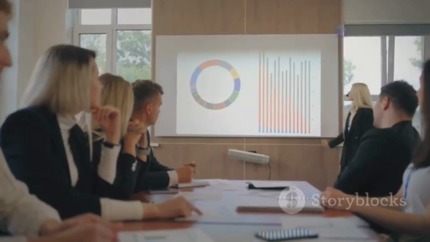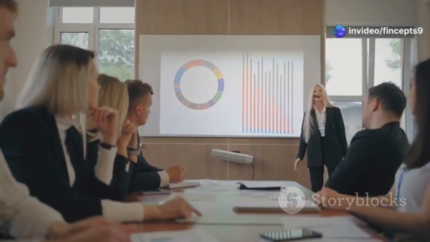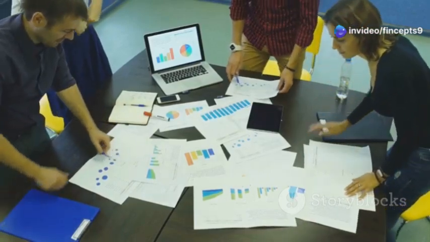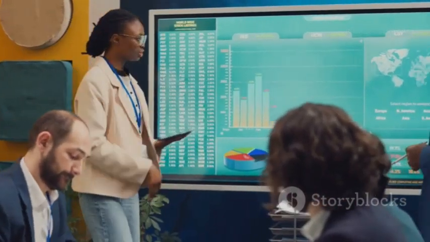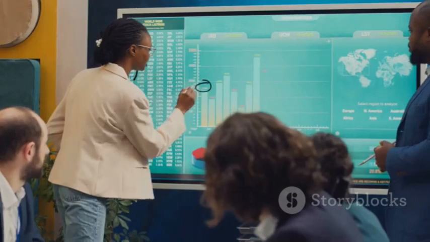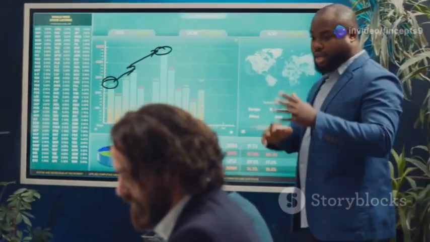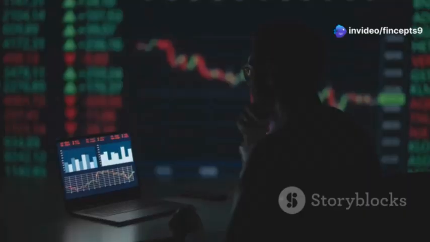Understanding FCF is super important for investors because it provides a clear picture of a company's financial health and its ability to generate cash. Unlike accounting earnings, which can sometimes be manipulated by accounting practices, FCF offers a more transparent view of a company's true profitability.